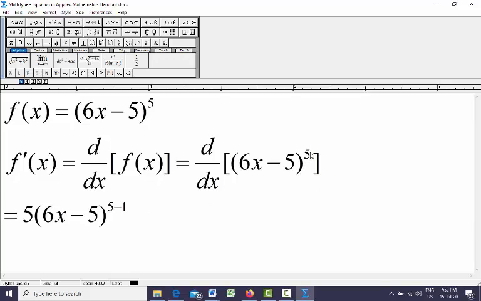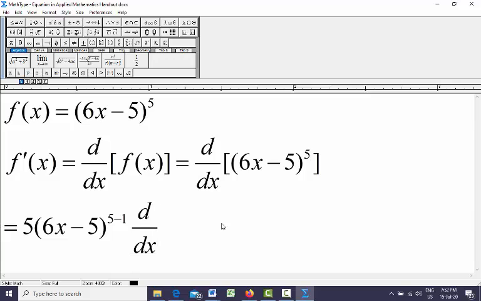Now you have already processed this one, so that means you have already done the differentiation of the power. Power is done. So now you can process inside materials. Now you need to do the differentiation of inside materials. Inside, what do you have? Inside you have 6x minus 5.